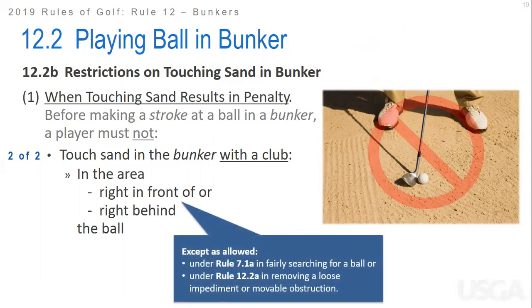There are 2 exceptions to this where you are allowed to touch sand. We already talked about how you're allowed to remove loose impediments, and in doing so, you might move a little sand. You're also allowed to fairly search for the golf ball. For example, if your ball is plugged in the bunker or covered by sand completely and you can't find it, you are allowed to probe for that golf ball and search for it by moving sand. So those are the two exceptions.